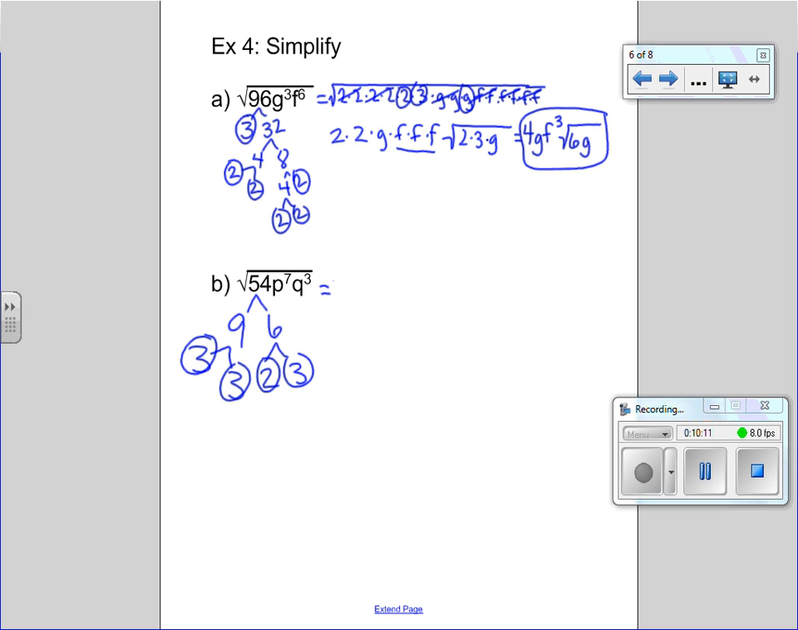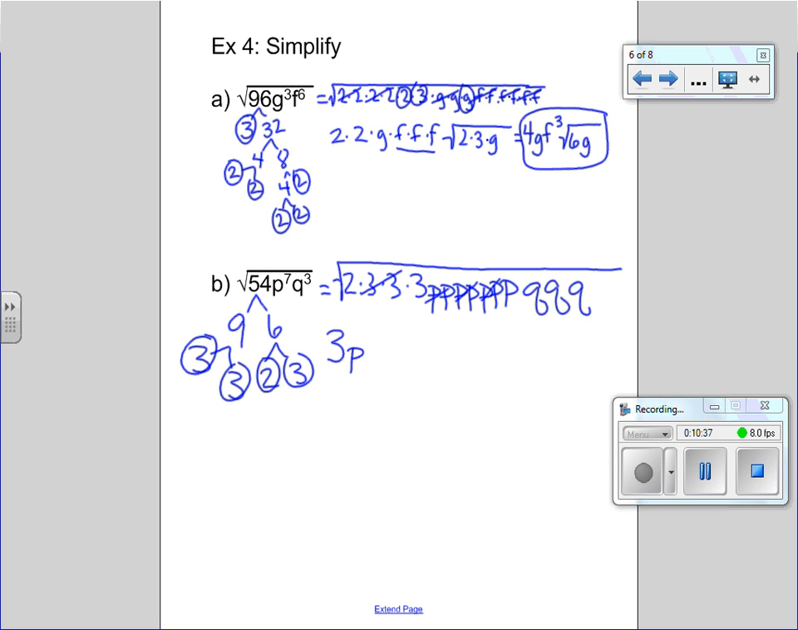So I have left 2 times 3 times 3 times 3. I have p times itself 7 times, so 2, 3, 4, 5, 6, 7, and then q 3 times. I can now pull out any doubles. So I have double 3s, pull it out. 1, 2, 3 double p's, and 1 double q.